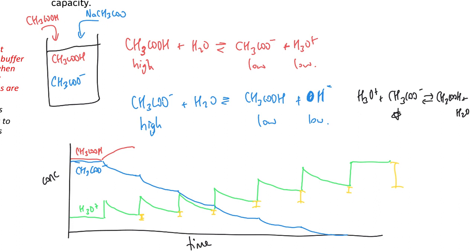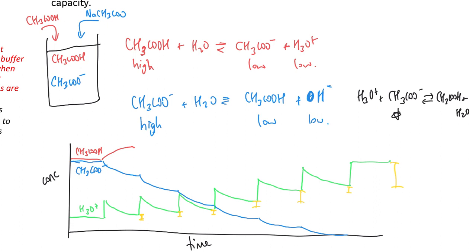So that's the idea when you add an acid to it, and it would be the opposite when you add a base to it. The CH3COOH would go down, and the other one would go up. And this one would, well, go down because you're adding base to it, all right?